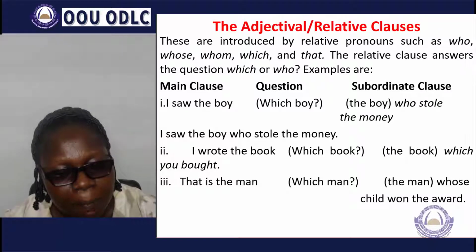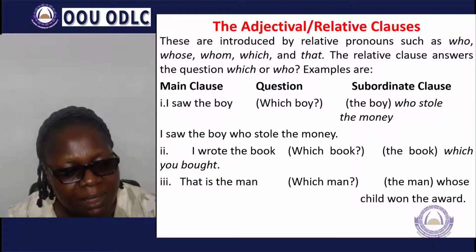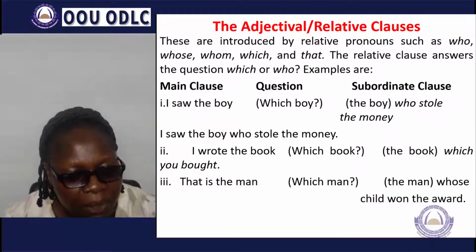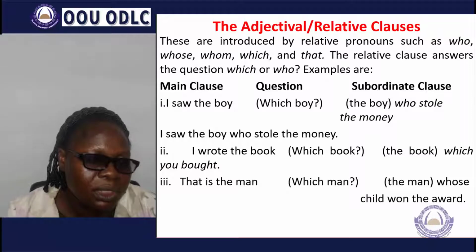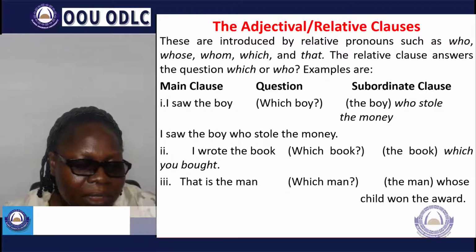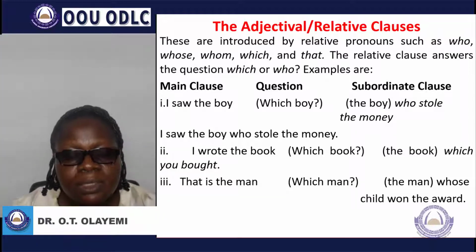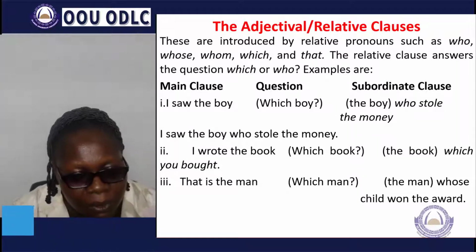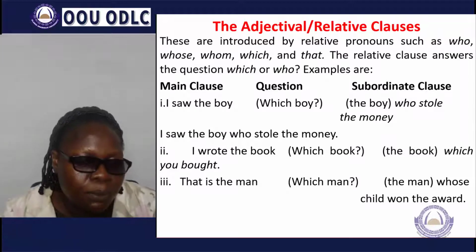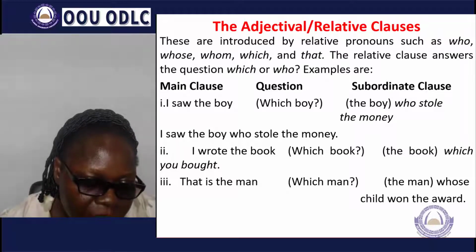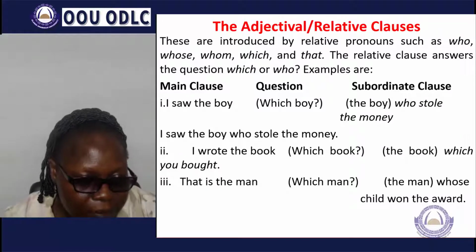If I stand before you again and I say, who stole the money? I'm not asking a question. It's not a question. I saw the boy who stole the money. Who stole the money is an adjectival clause that gives us further information about the boy. So it's a subordinate clause, and it is not complete until you bring it together with I saw the boy who stole the money. That is when you'll be able to understand the full meaning of that expression. That is why it is also a subordinate clause.